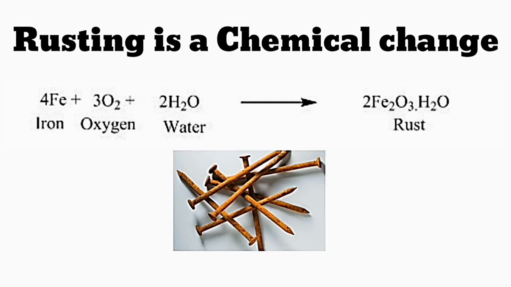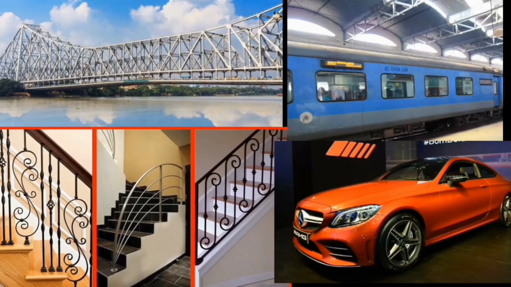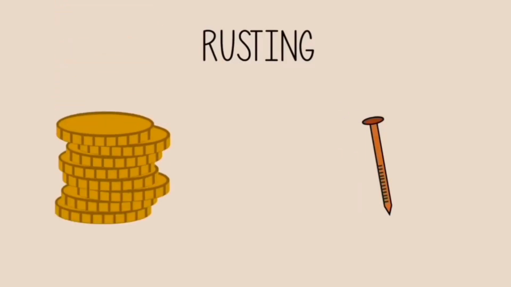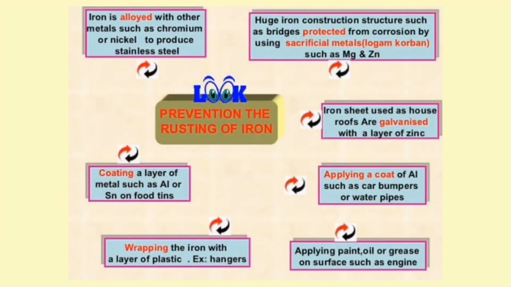Here you can see a number of pictures. All these are made up of iron. So, rusting can be very costly if we have to constantly change the iron items, so rusting has to be prevented. Rusting can be prevented in the following ways.